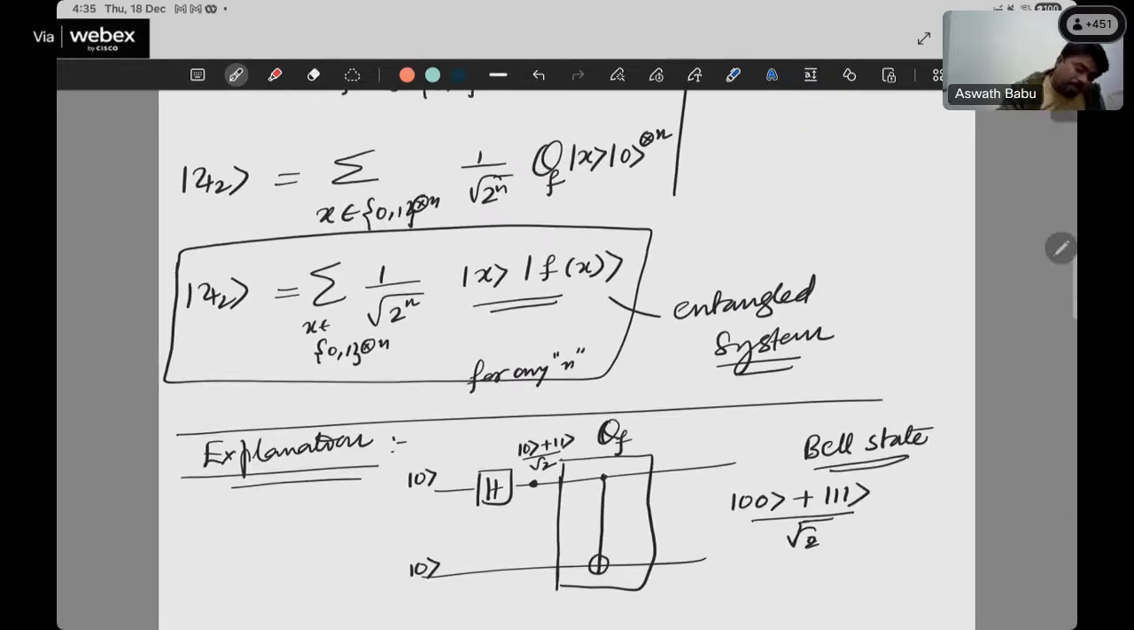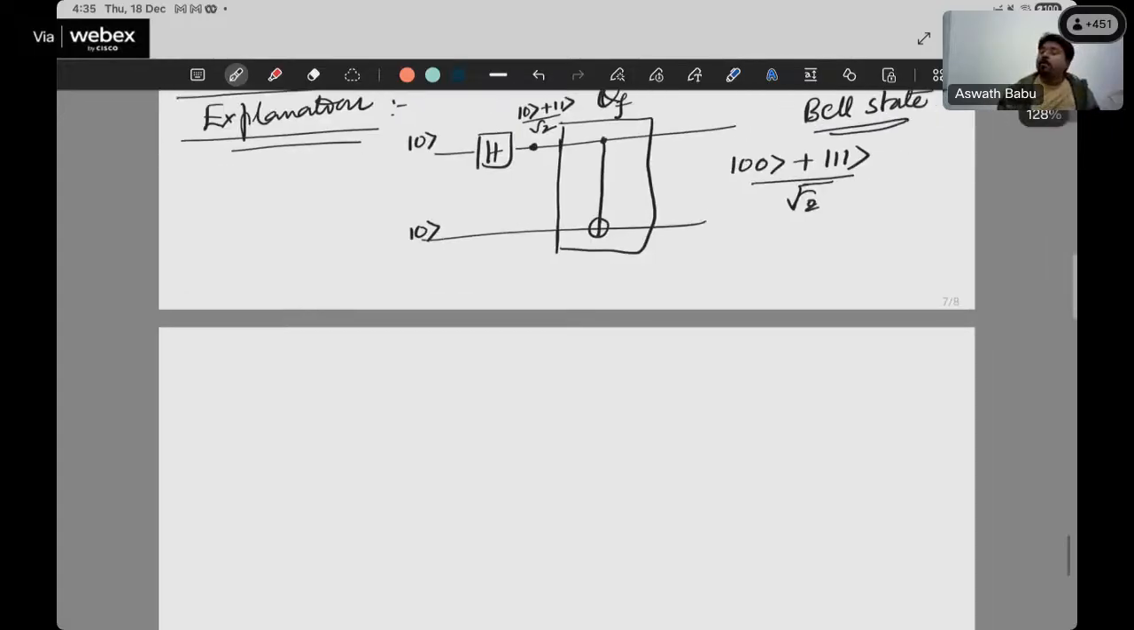Remember, this is a bit string and this is also a bit string. Together they create an entangled pair. So interestingly, that would help us to find the S.